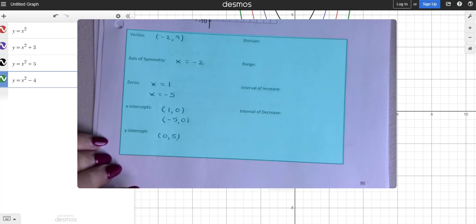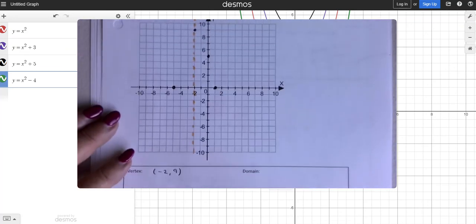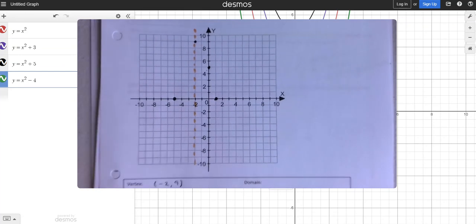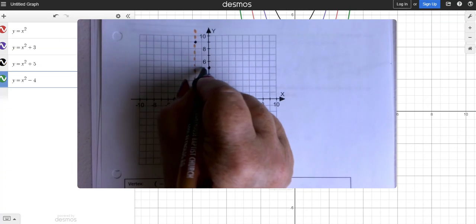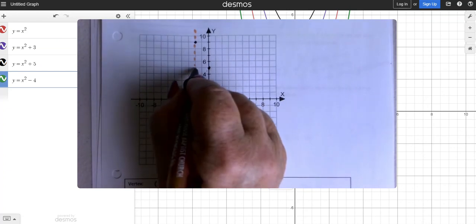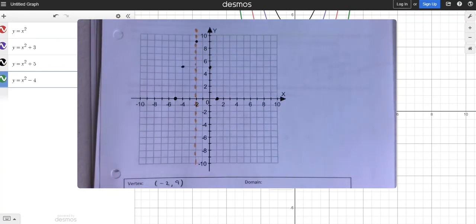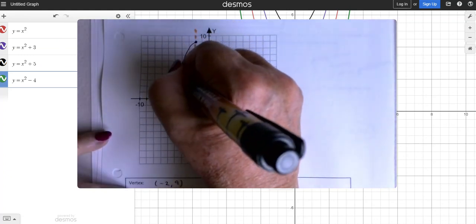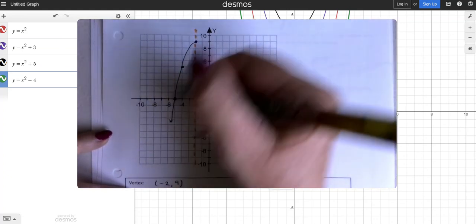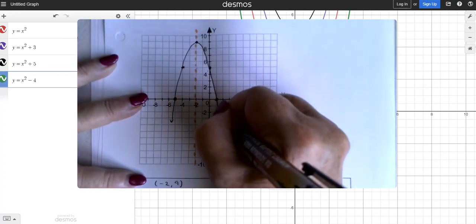And I really do have enough to sketch in my graph, although again, that symmetry is so handy, I'm going to use it. The y-intercept is 2 to the right of the axis of symmetry, so I'd have to have another point that's 2 to the left. Just gives me one more point to aim for when I draw. And I've got this upside down, or opening down, parabola.